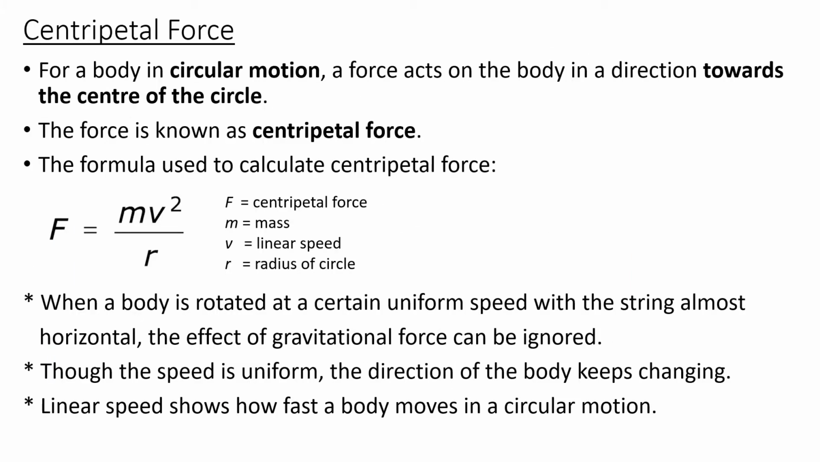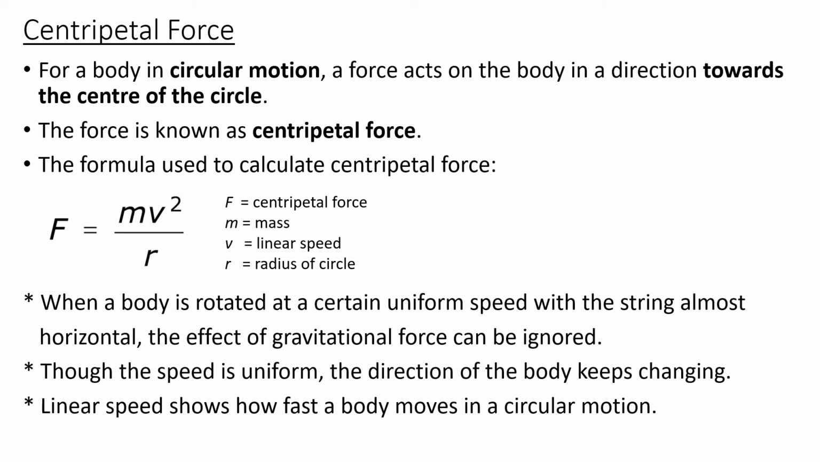For a body in circular motion, a force acts on the body in a direction towards the center of the circle. The force is known as centripetal force. The formula used to calculate centripetal force is F equals mv squared over r, where F is centripetal force, m is mass, v is linear speed, and r is radius of circle.